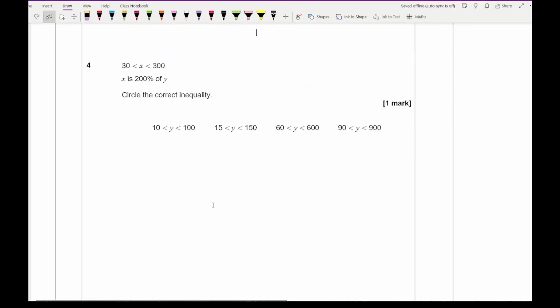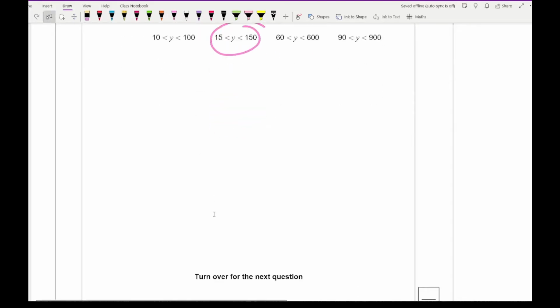Then moving on to question 4, it says x is between 30 and 300. x is 200% of y, so basically it means that x is double y. So then to get y, what we need to do is halve the upper and lower bound. So it's going to be 15 and it's going to be 150. So that is our second option.